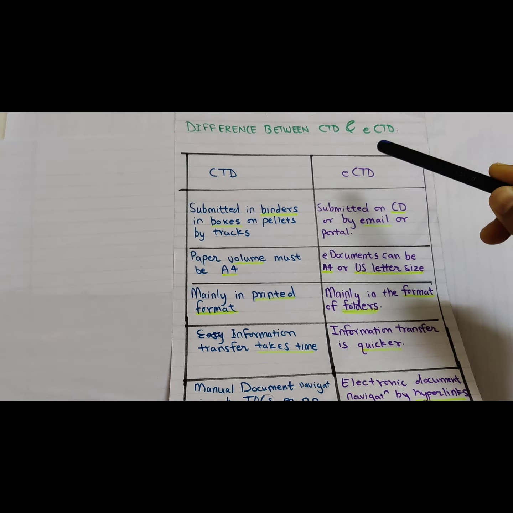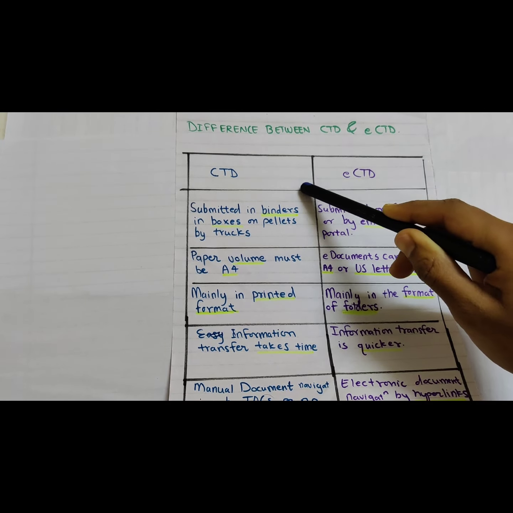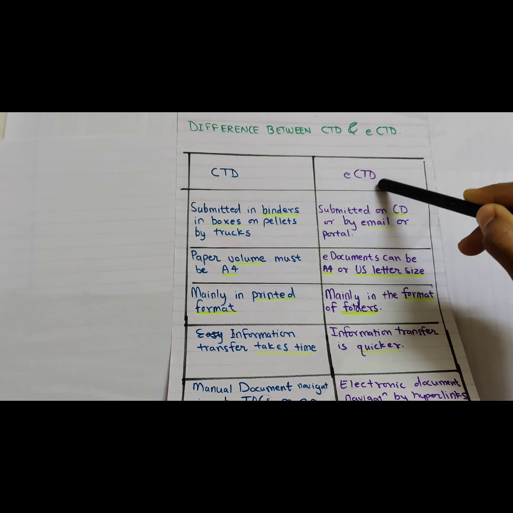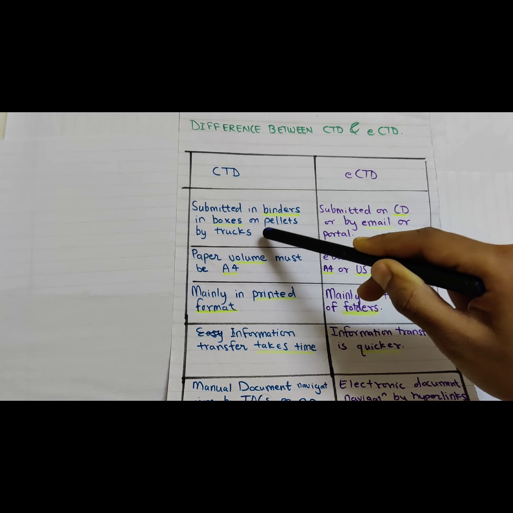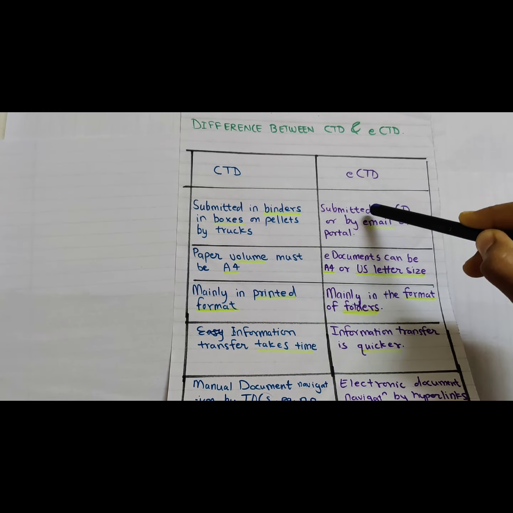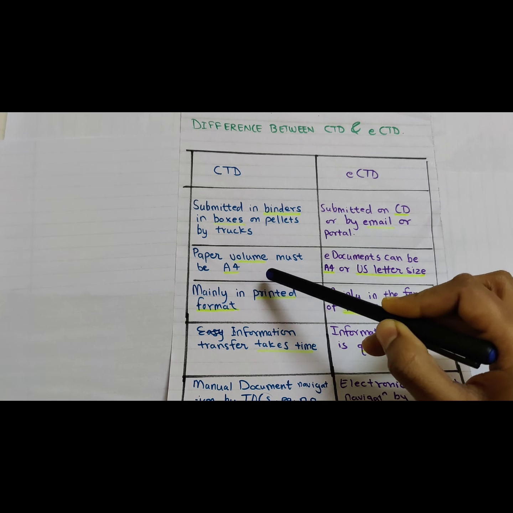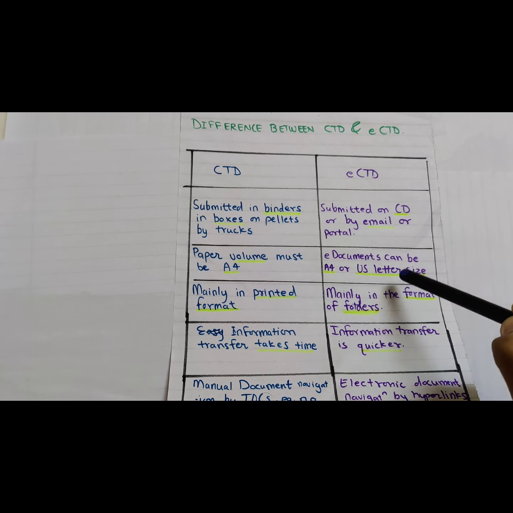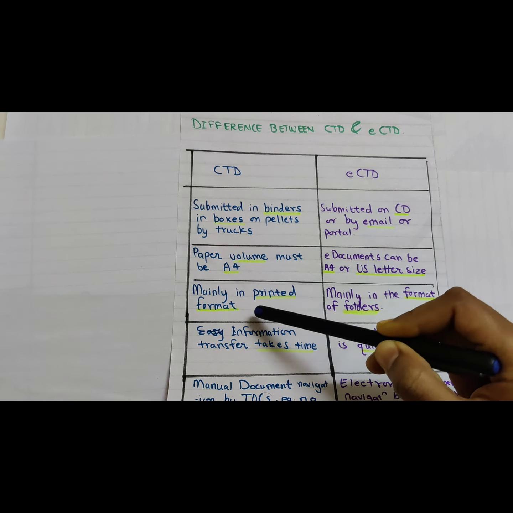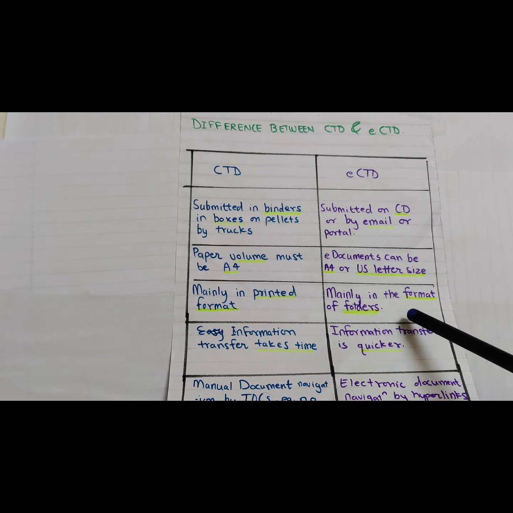Now we are going to discuss the difference between CTD and eCTD. CTD means common technical document and eCTD means electronic common technical document. In CTD, submission is in binders, in boxes, on pallets by trucks, and in eCTD it is submitted on CD or by email or portal. Then in CTD, paper volumes must be A4, and in eCTD, e-documents can be A4 or US letter size. Then CTD is mainly in printed format, and eCTD is mainly in the format of folders.